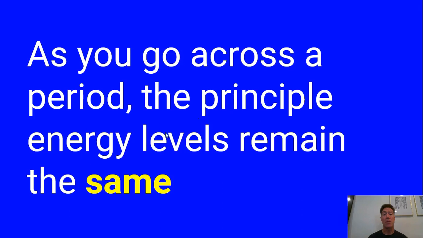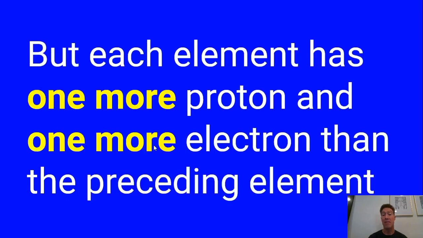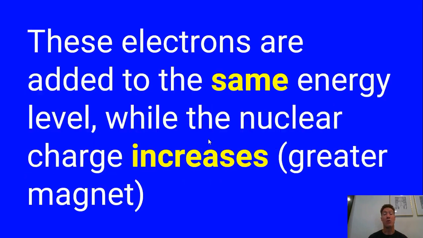So as we go across a period, the principal energy level remains the same, but there are more protons, and those protons pull harder on those electrons. So same energy level, but increasing nuclear charge. The greater magnet pulls those electrons closer and closer together as you march across.